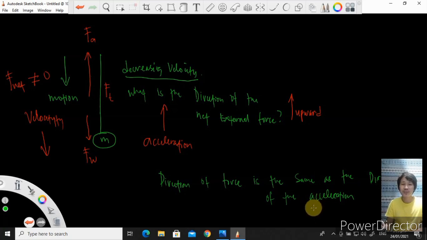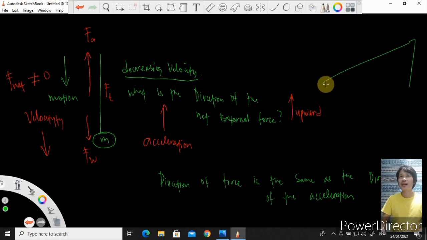Naalala nyo yung centripetal force? Diba? Acceleration ay yung centripetal force towards the center. Kaya naman yung centripetal acceleration towards the center din. Kasi laging, kung saan yung direction ng force, same lang lagi yun sa direction ng acceleration. Hindi pwedeng direction of force in this direction, tapos accelerating on this direction. So, hindi ganon. In physics, the direction of the acceleration is always the same as the direction of the net external force. Okay?